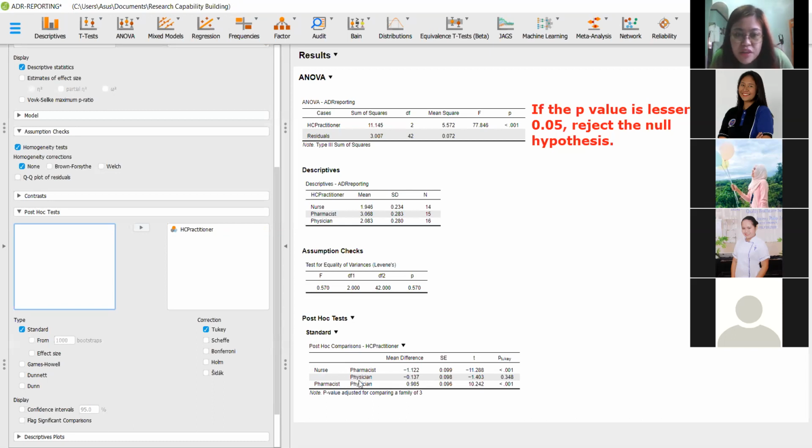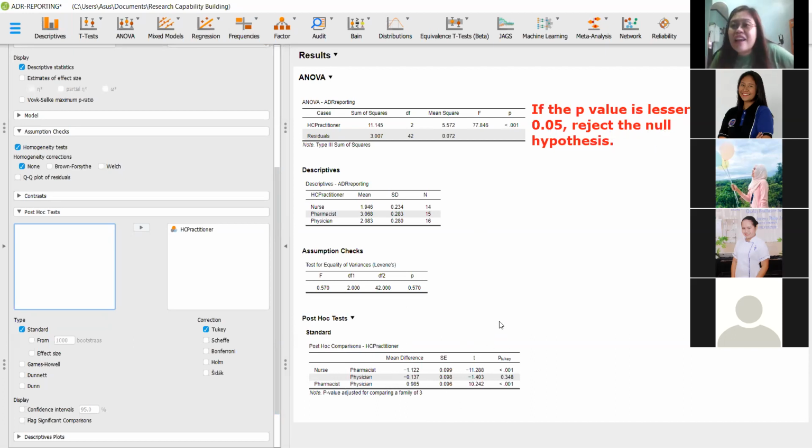Then looking at nurse versus physician, the p-value is 0.348, meaning it's more than 0.05. So we accept the hypothesis, there is no significant difference in ADR reporting attitude between the nurse and the physician. When it comes to pharmacist and physician, it's less than 0.05 again. So there is a significant difference. So we have now seen, class, where the significant difference is. The ANOVA says there is a significant difference because we rejected the null.